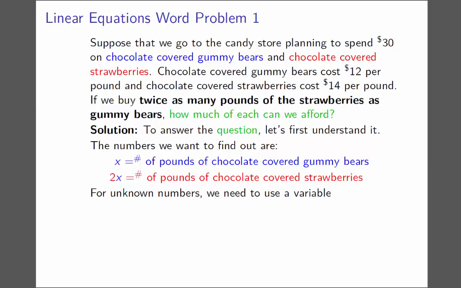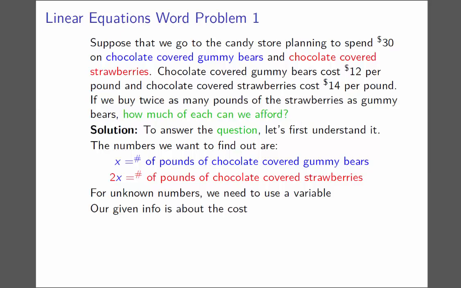Now that we have a way of talking about the numbers we're looking for, let's try to figure out what they are. We are given information about the cost. Since we're only buying chocolate-covered strawberries and chocolate-covered gummy bears, the total cost is the cost of the chocolate-covered strawberries plus the cost of the chocolate-covered gummy bears.